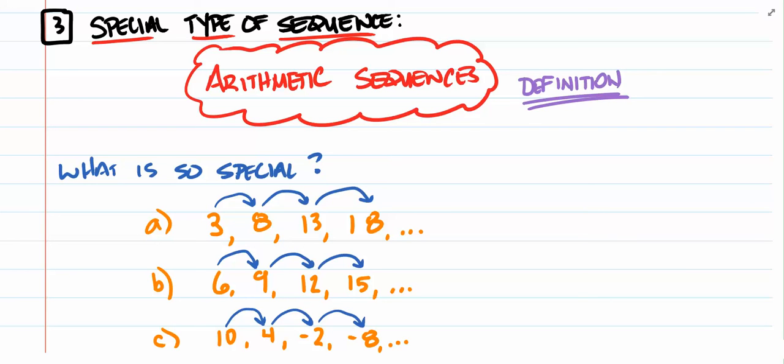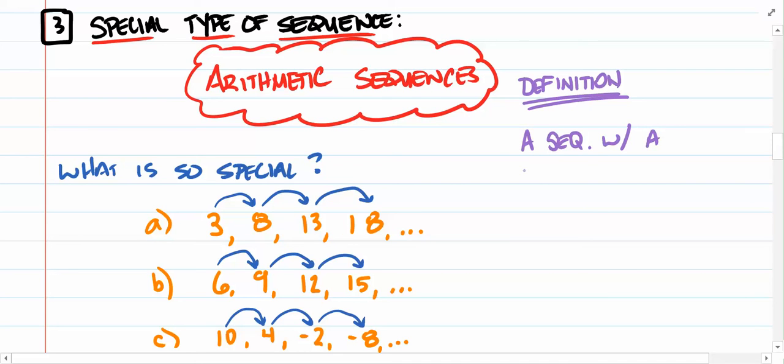The definition for an arithmetic sequence is a sequence that has a common difference. So I'll write that down for you. It is a sequence with a common difference. So what do I mean by that? What I mean by that is this. If you take any term that you see in an arithmetic sequence and you subtract off the previous term, that term will always be constant, and we call that common difference D.